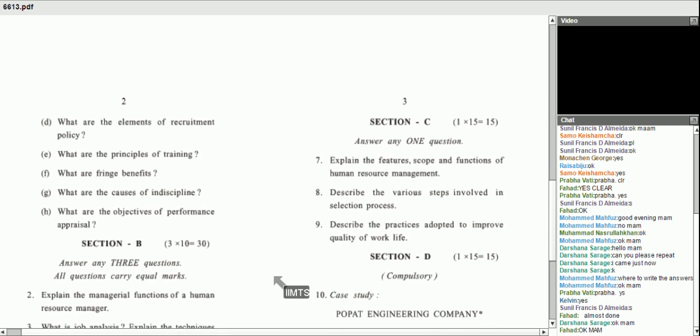Now, let me tell you what you have to do here. These two, no, this you don't have to do. Principles of training has been taught to you. What are the causes of indiscipline? This has also been taught. And performance appraisal, this also had been taught to you. Right, everyone?